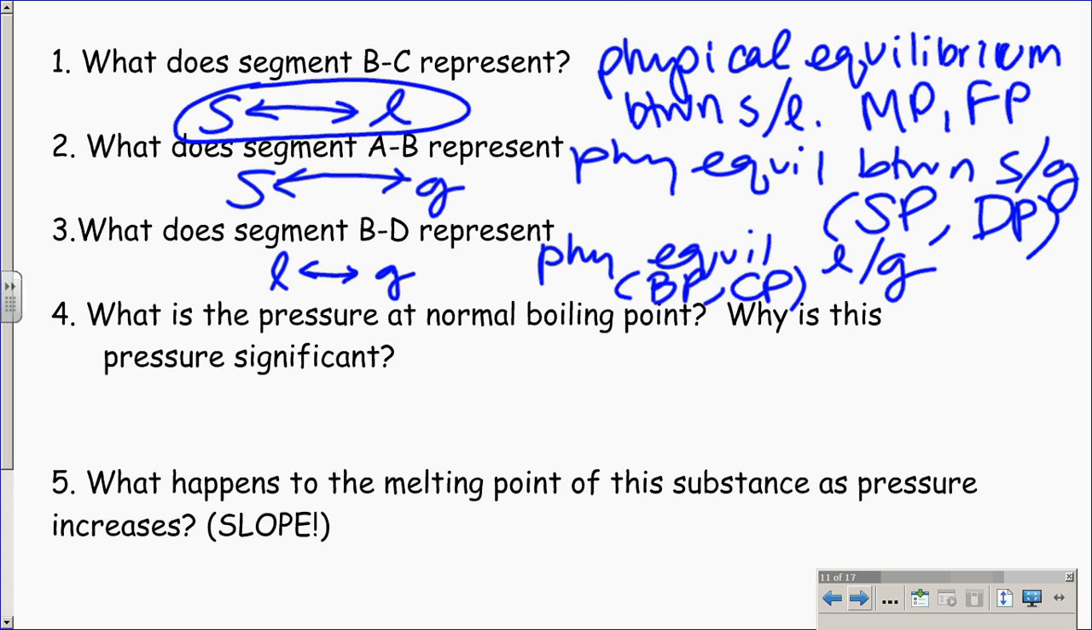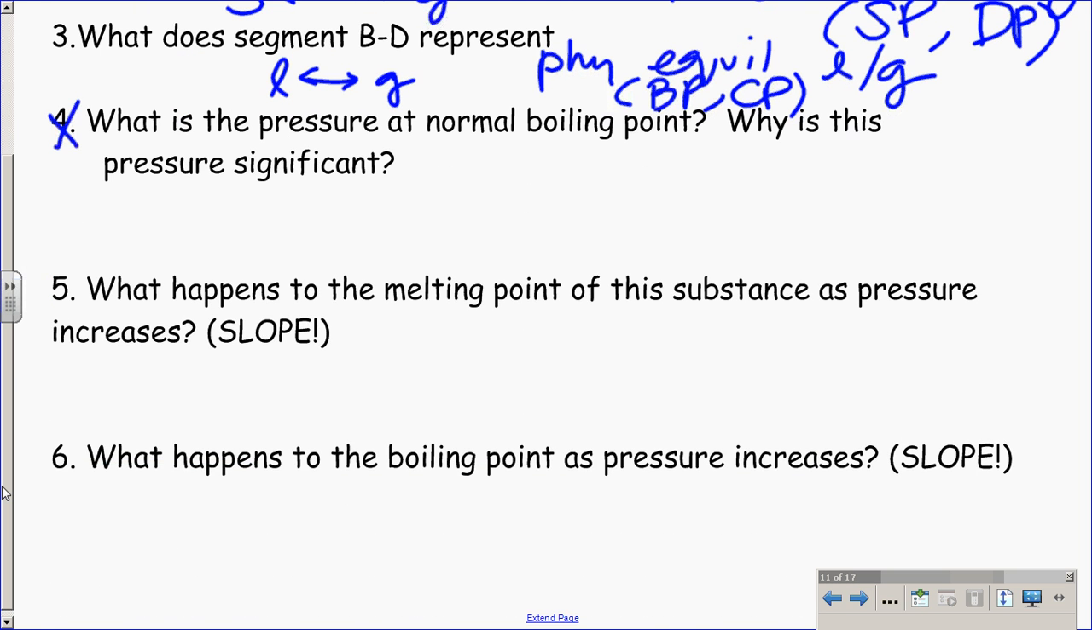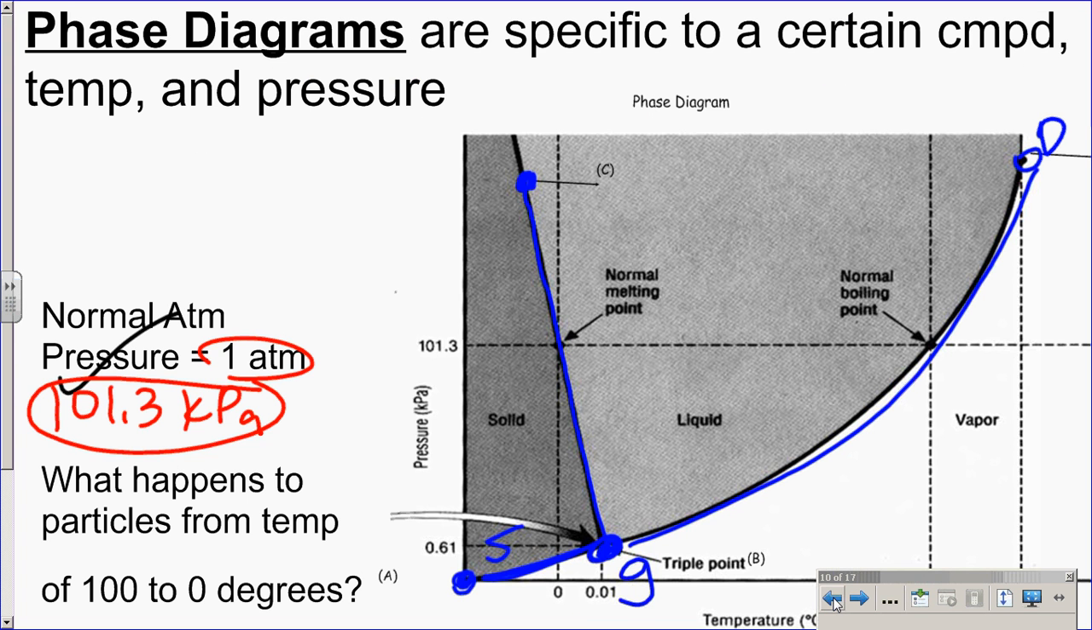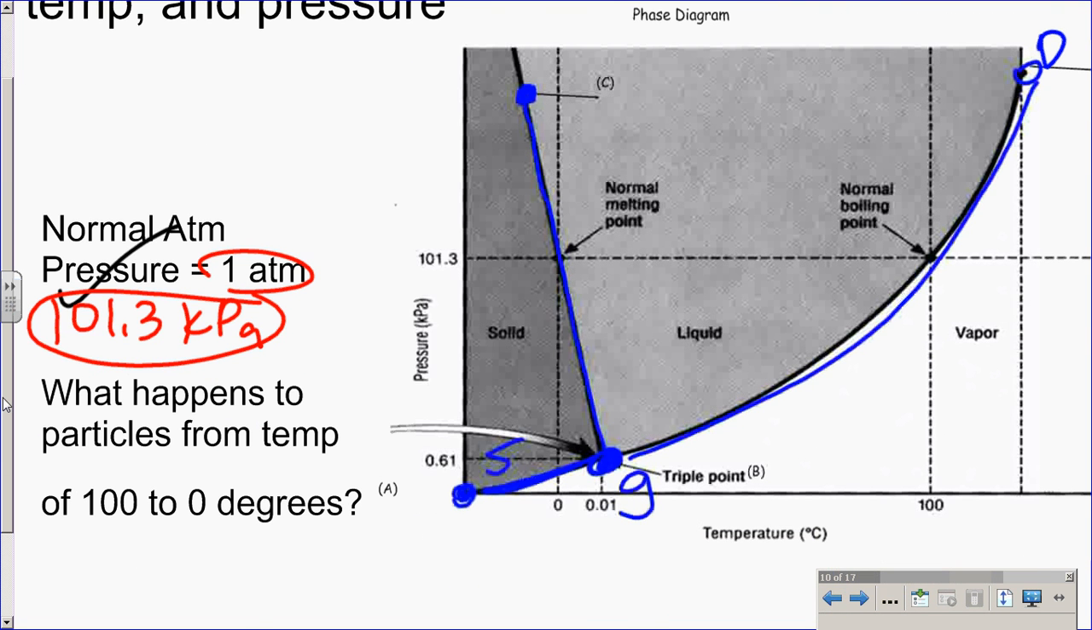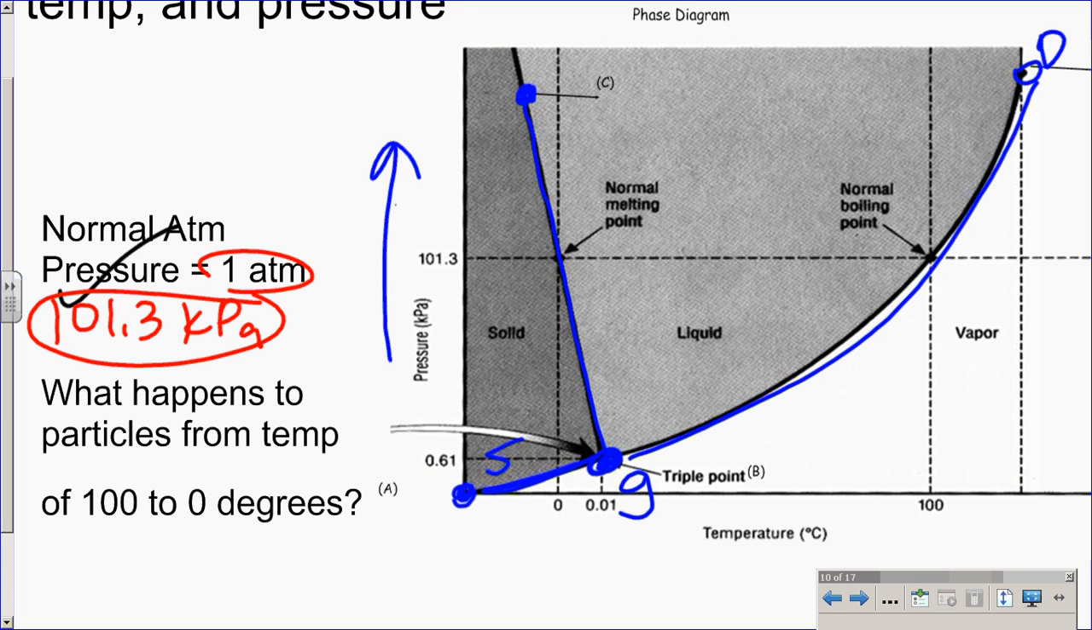Yeah, let's skip number 4, let's do number 5. Alright, so on our graph we need to look at the slope between the solid and liquid, and let's figure out what this means for pressure. So what's the melting point of the substance as pressure increases? Looking at this, we know the melting point is this one right here. As you increase pressure, what's happening to the temperature of the melting point?